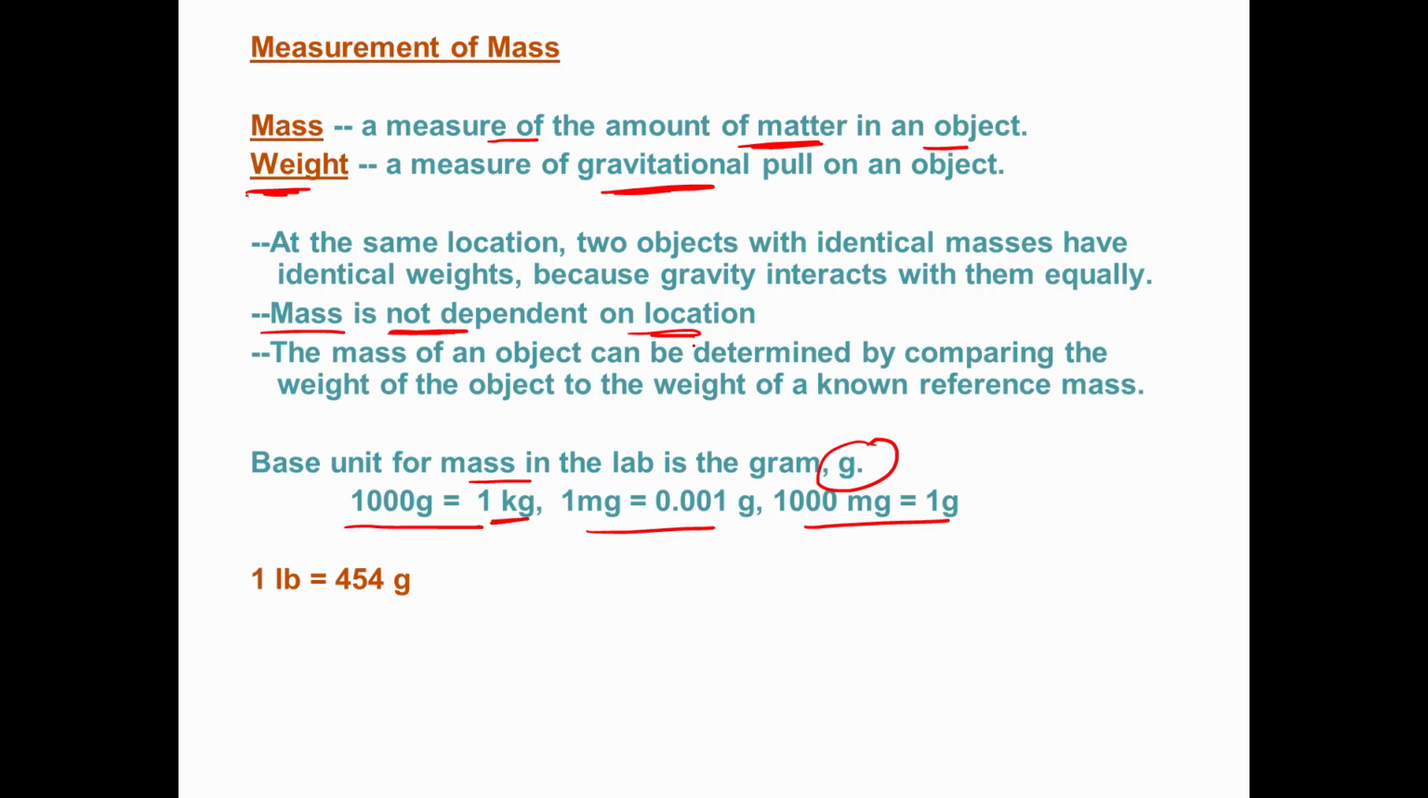So 1,000 grams is a kilogram, a milligram is 1,000th of a gram, 1,000 milligrams is a gram. One English to metric conversion that I know, it's the only one I know, but if I know this, I can convert anything. 1 pound is 454 grams.